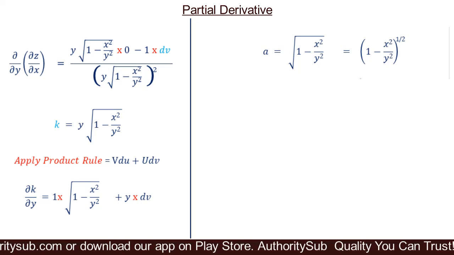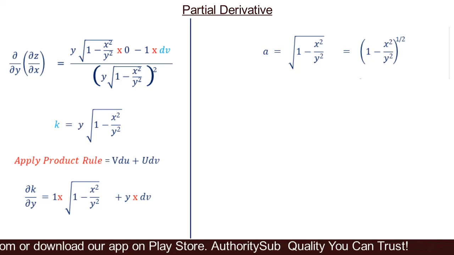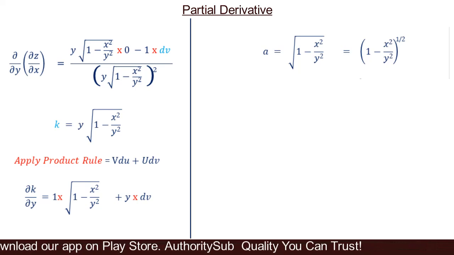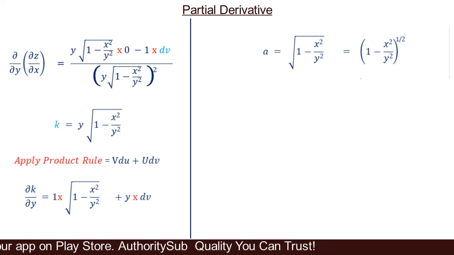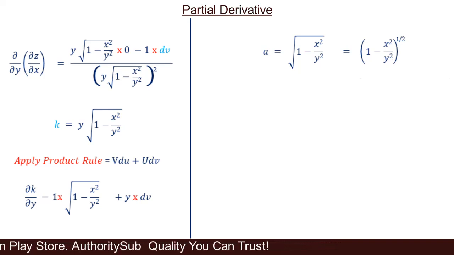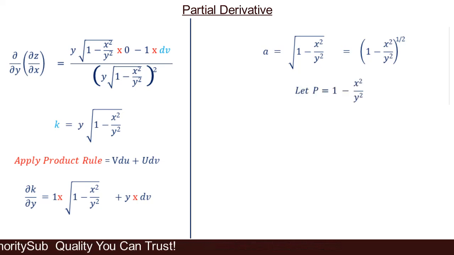It's still the same thing, right? Good. Now let's differentiate this a with respect to y. That is what we're looking for, right? So differentiating this a with respect to y, we are going to apply chain rule. So we said this content inside this bracket, let's call it a letter p. Then we say p is equal to 1 minus x squared all over y squared. Differentiate this p with respect to y.